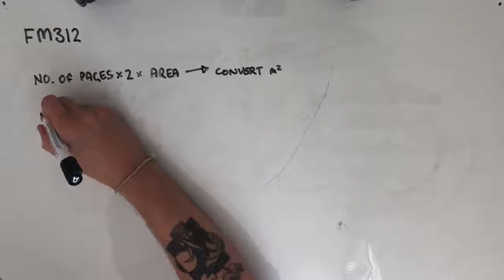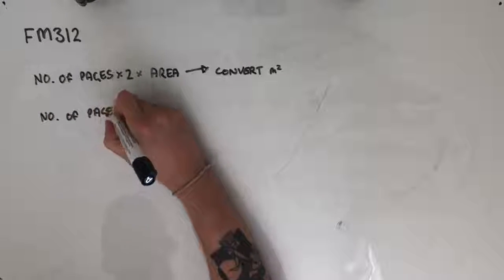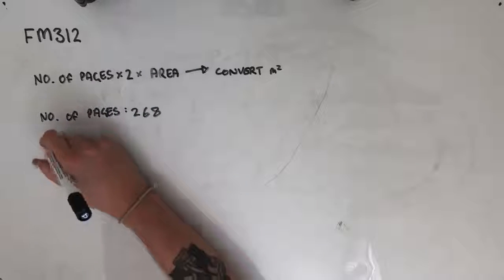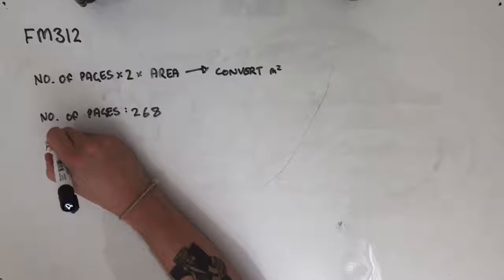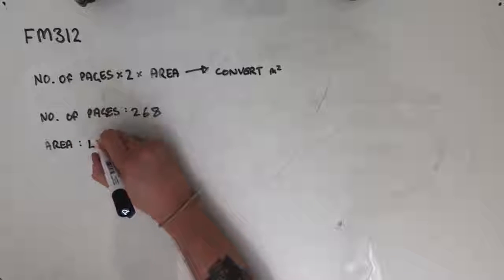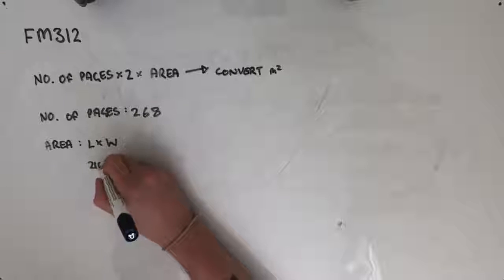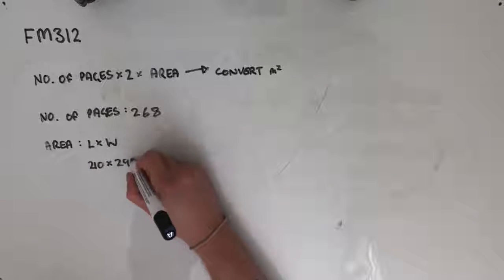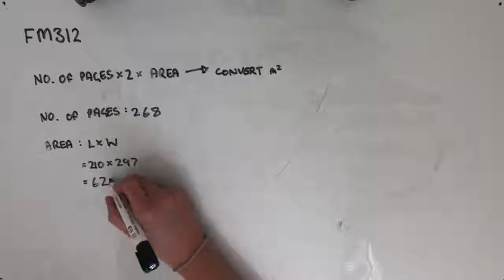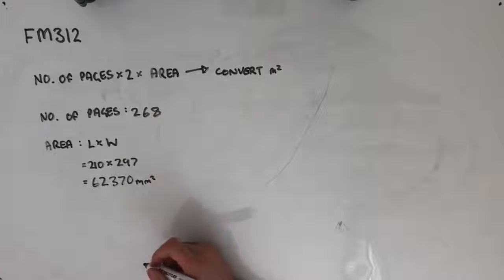So finding our number of pages is fairly easy. We're told that the number of pages in this book is 268. And then finding the area of each of these pages is also fairly straightforward. To find this area, each page is a rectangle, so we're going to use our formula length times width. I'm going to use 210 times 297 to give an answer of 62,370 millimeters squared per page.